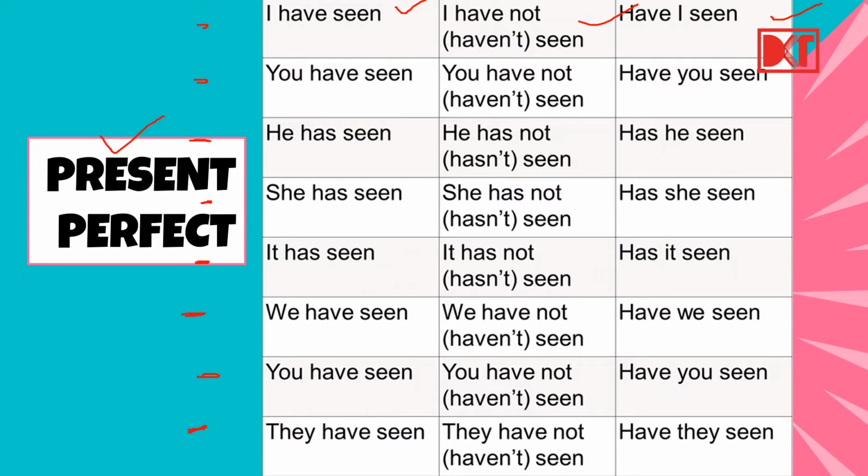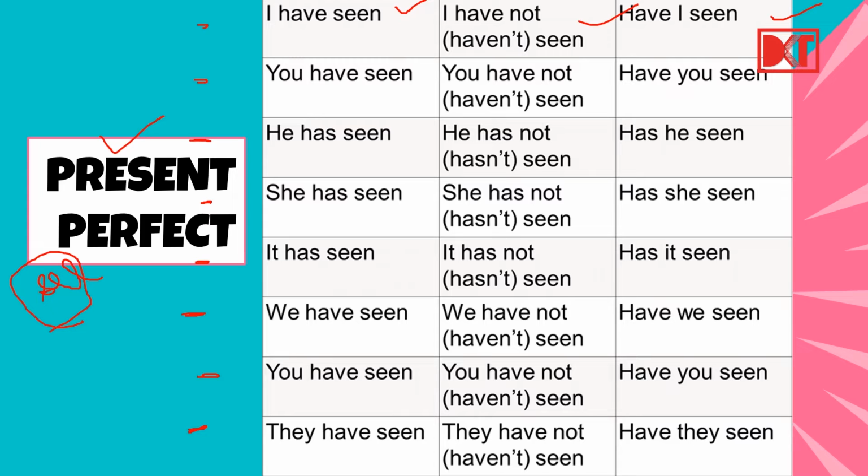Alright, so you see I have seen, or I haven't seen, or have I seen. So you see, this is how we will be forming. This is how we have conjugated the verb to see. It is the verb being conjugated here. Like for first person singular, I have seen, I haven't seen, have I seen. Then for second person singular, you have seen, you haven't seen, or have you seen.